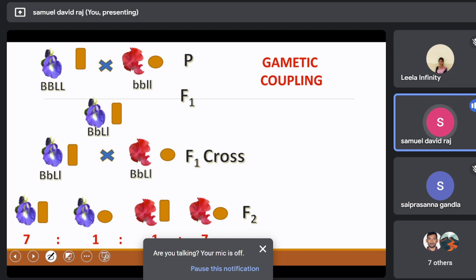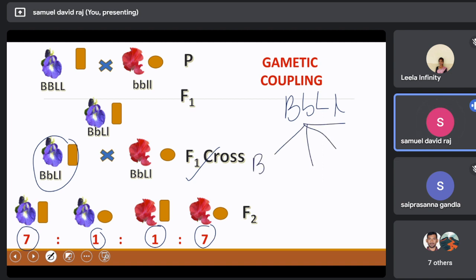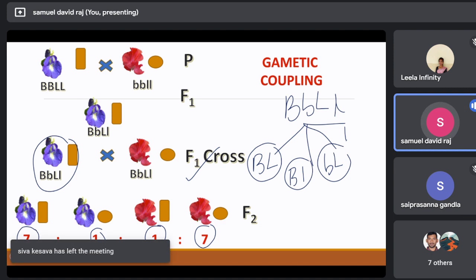Okay? But what the scientists say here is that from this genotype, capital B, capital L, small b, small l, after the F1 cross has taken place, the parental generations are more in number and the new combinations, the recombinants, are less in number. Why is it so? Again, we go for these combinations: capital B, capital L; capital B, small l; small b, capital L; small b, small l.